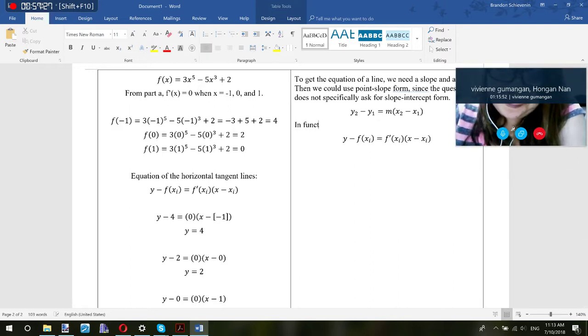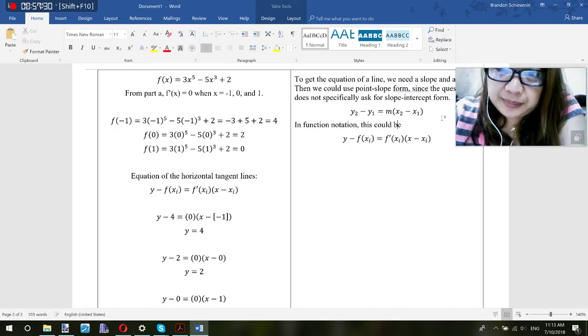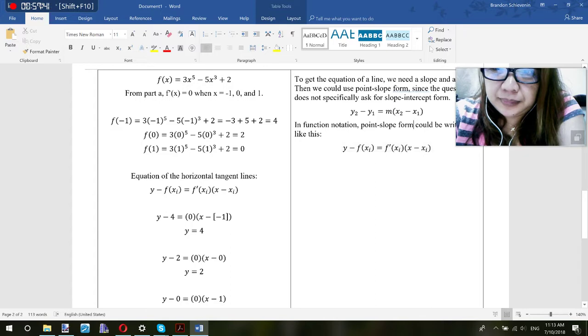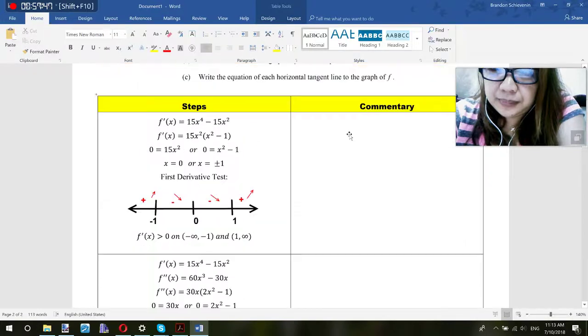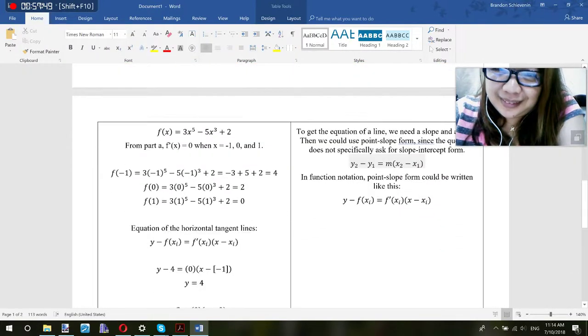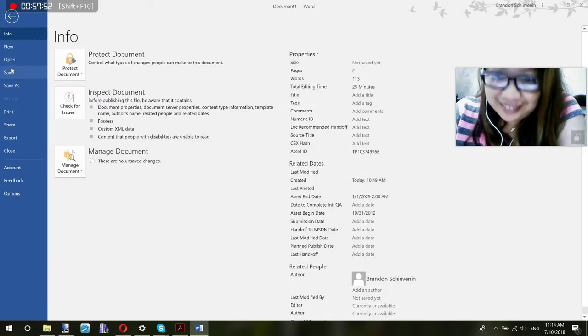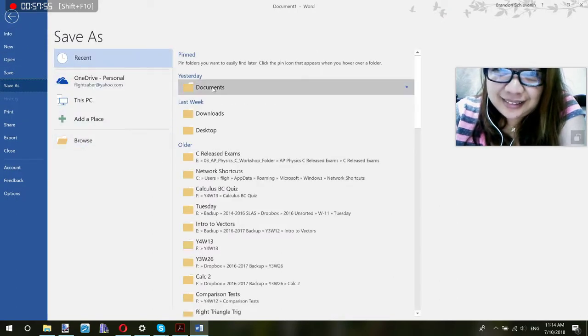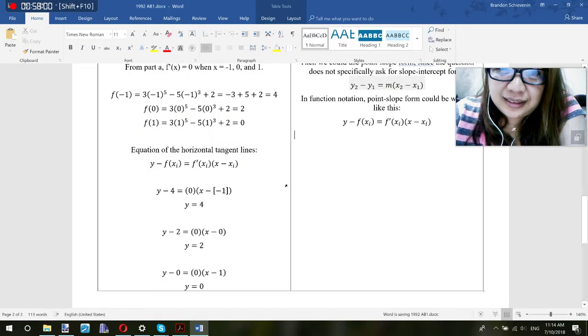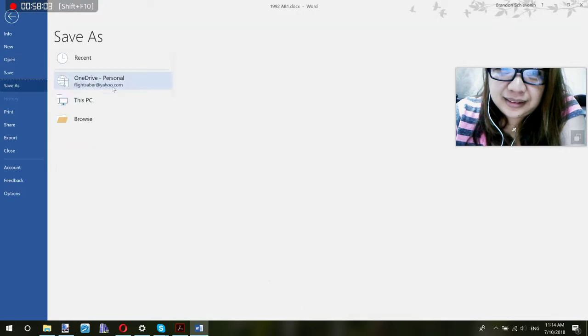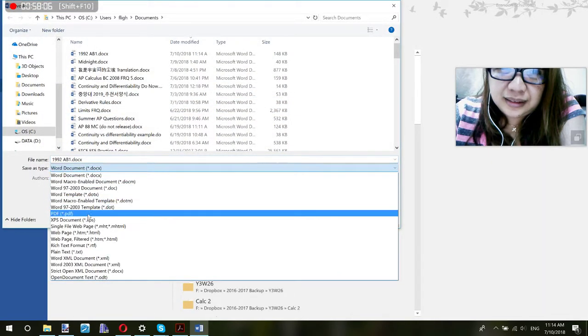Okay, in function notation, this could be written like this. Point slope form. Okay. Not a lot of commentary yet, but it looks good. So let me save this as 1992 AB1. And we'll make that a PDF as well and post that to the chat.